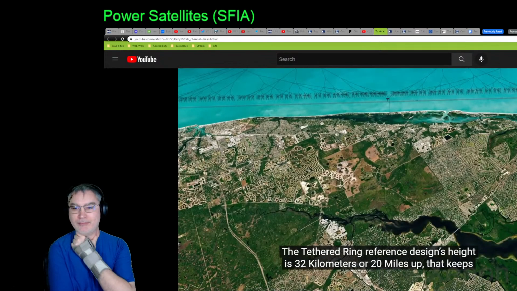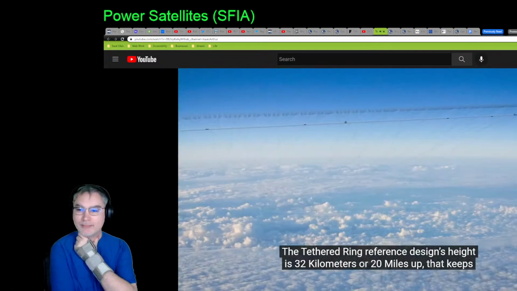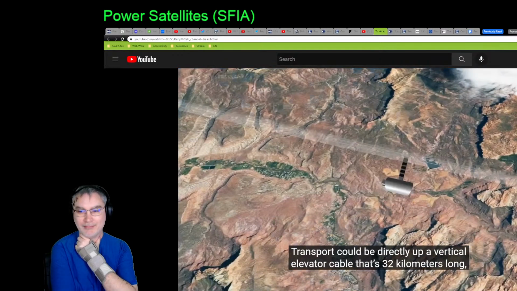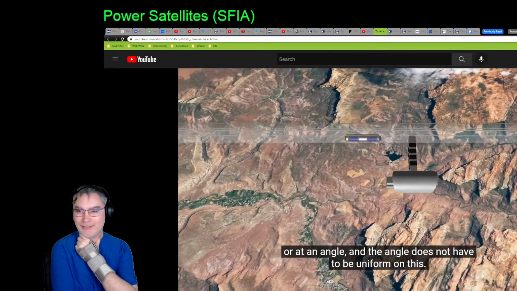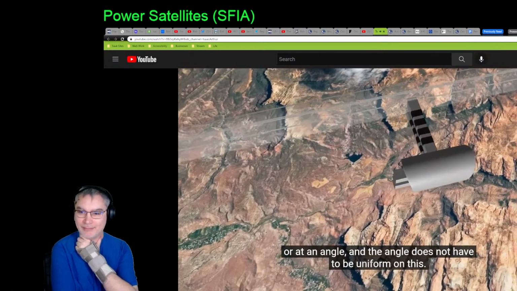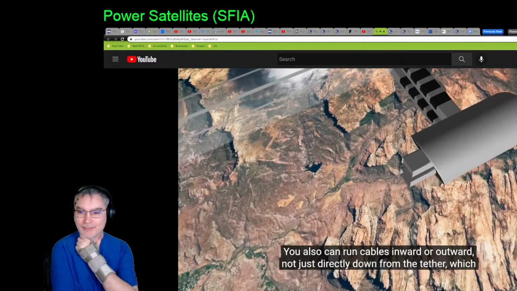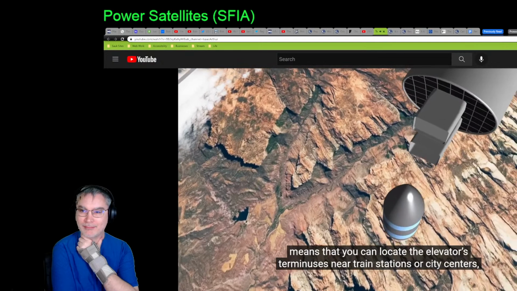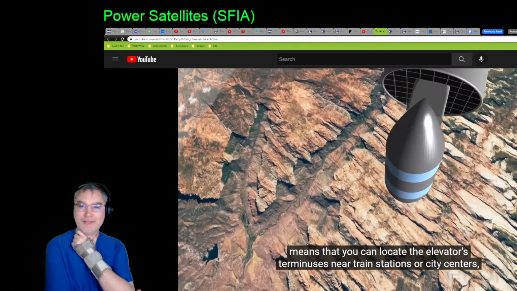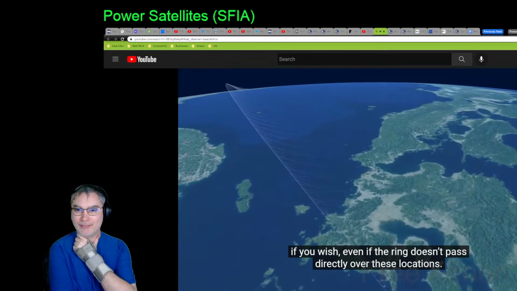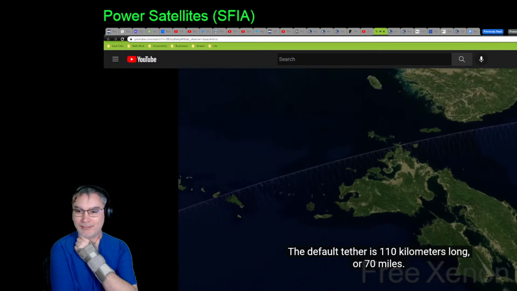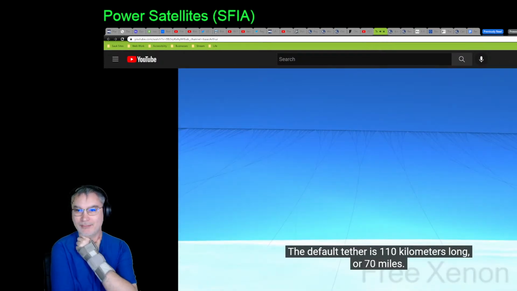The tethered ring reference design's height is 32 kilometers or 20 miles up. That keeps it above air traffic and weather. Transport could be directly up a vertical cable that's 32 kilometers long or at an angle, and the angle does not have to be uniform on this. You also can run cables inward or outward, not just directly down from the tether, which means that you can locate the elevator's terminuses near train stations or city centers if you wish, even if the ring doesn't pass directly over these locations. The default tether is 110 kilometers long, or 70 miles.